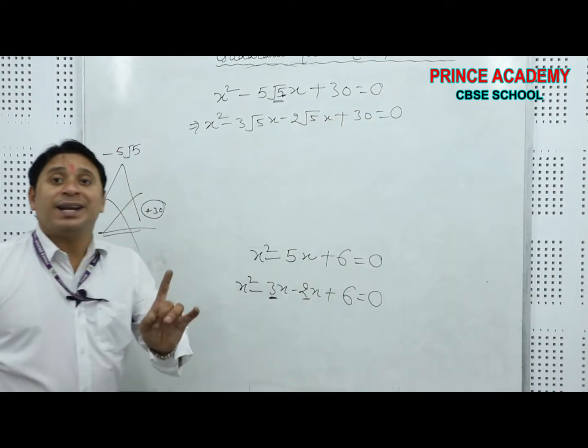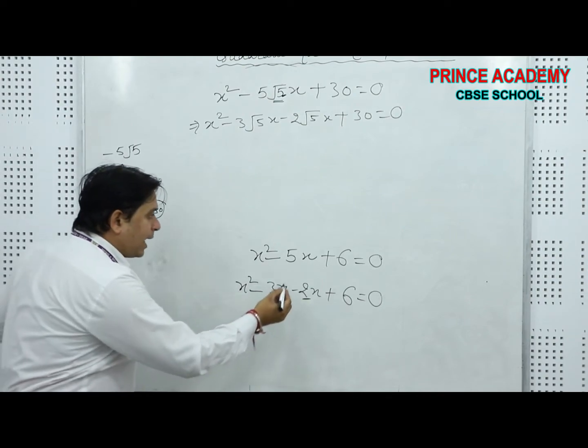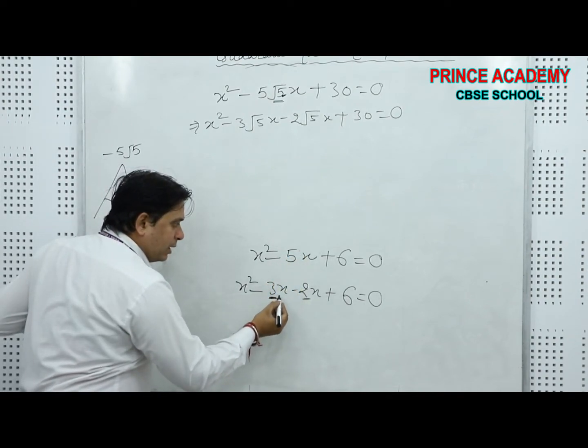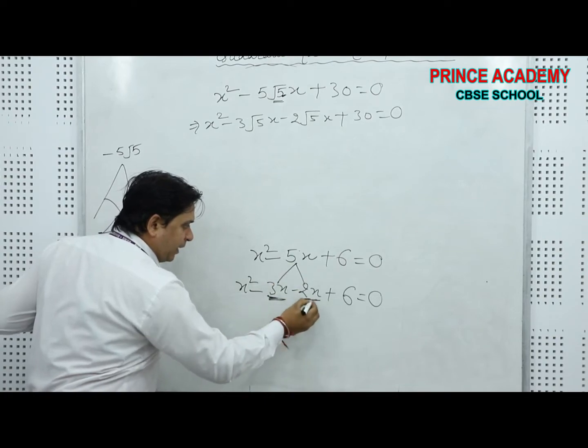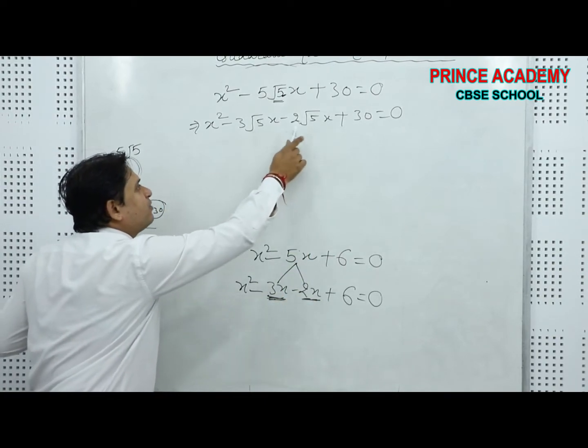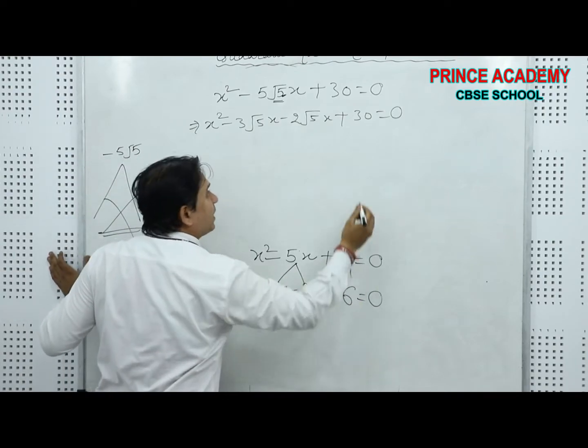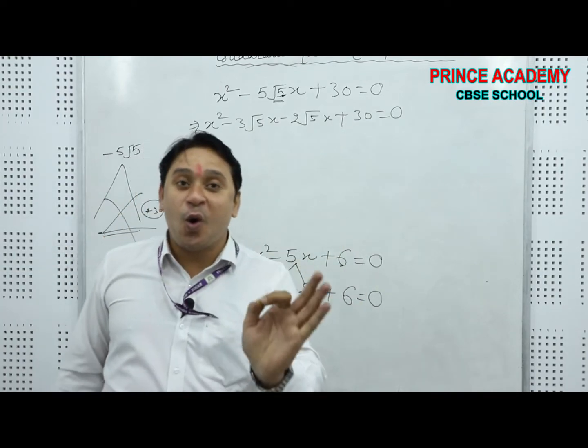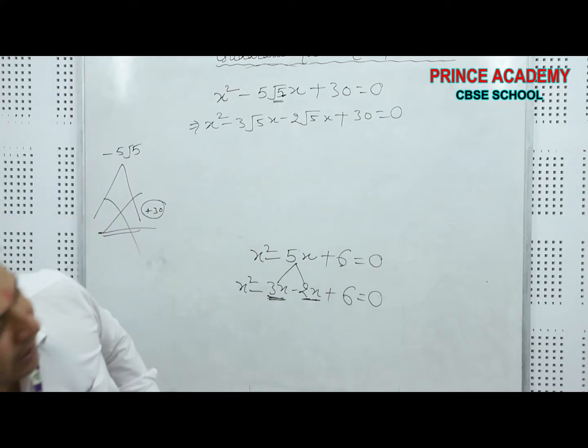See beta, what did I do? Here I removed root 5, because of that the factors were like this. Here I added the root 5, because of that root 5, this 6 became 30. See, so simple and so easy beta.